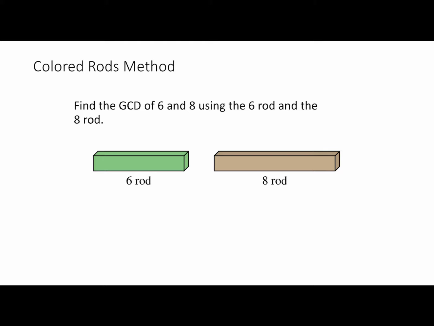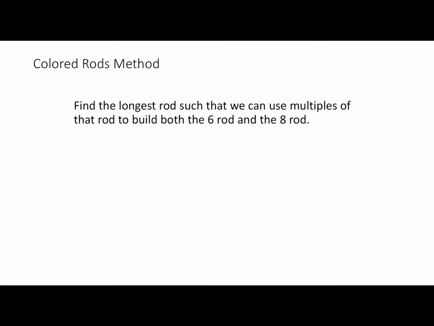So here's one way that you can illustrate the GCD to your students. You can buy these rods that represent different whole numbers. So we've got a 6 rod and an 8 rod. And when you want to use that to find the greatest common divisor of 6 and 8, what we're going to do is find the longest rod that we can use multiples of it to build both the 6 and the 8 rod.